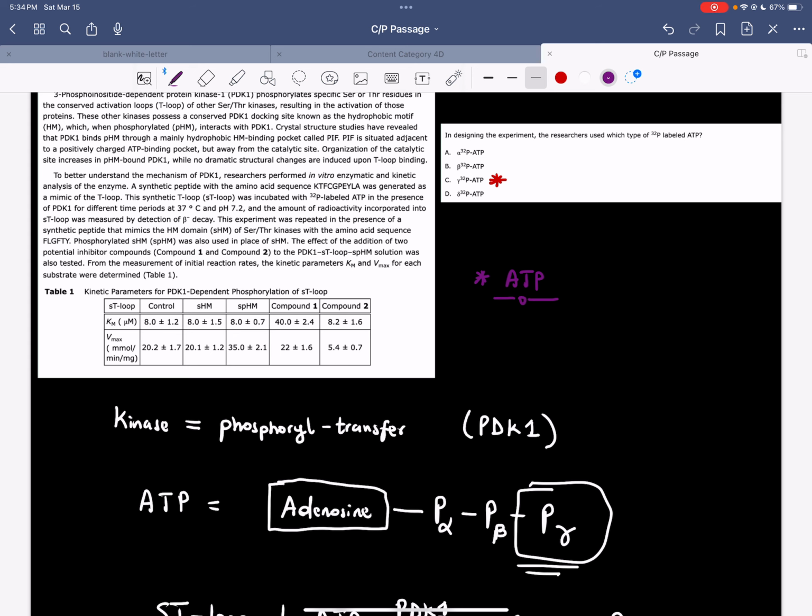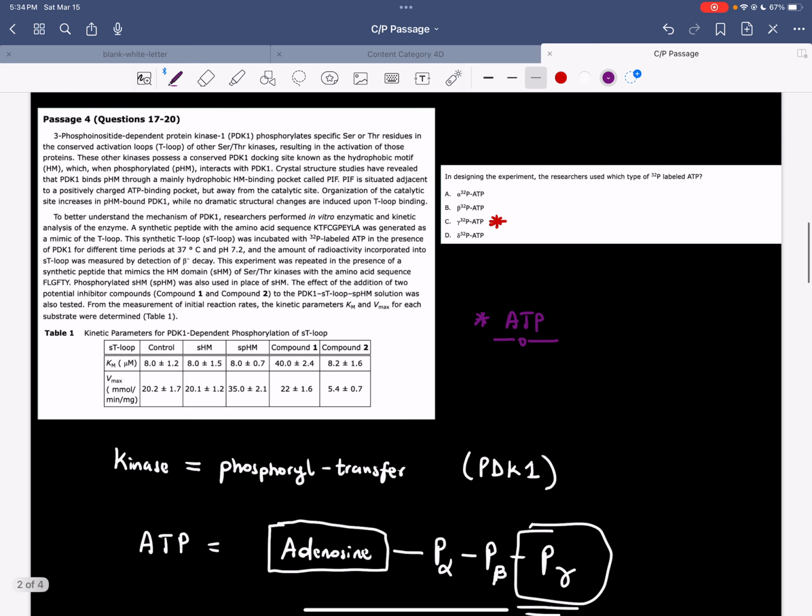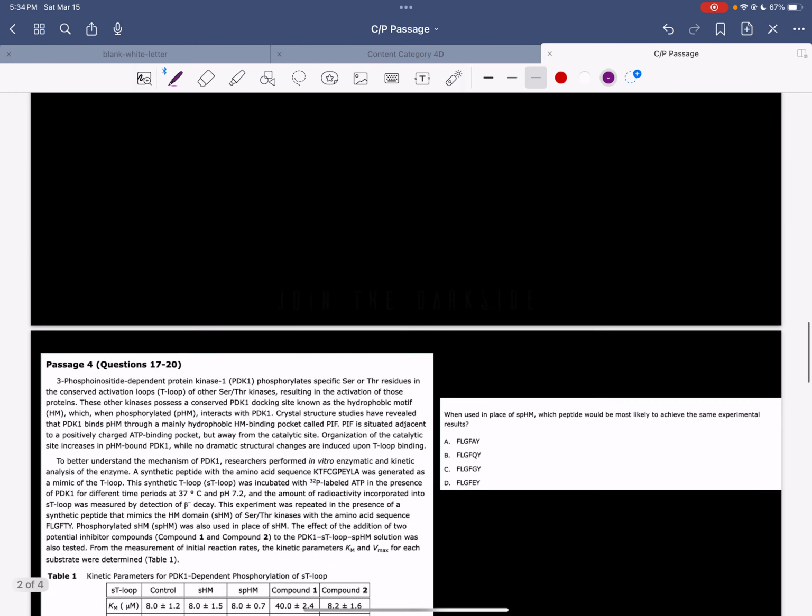There is no question that I did on the MCAT in the biochemistry or CP section that I didn't have to deal with ATP. It always comes out. So you need to have a strong command of how ATP works. Know the bonds, know how they are connected, know them very, very well. So now let's go to the next question.